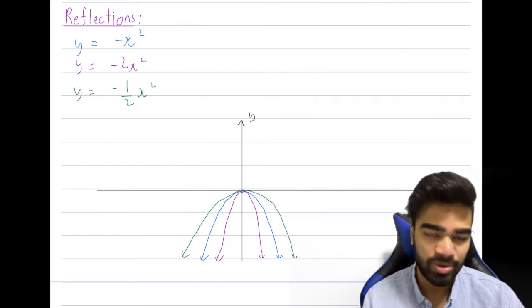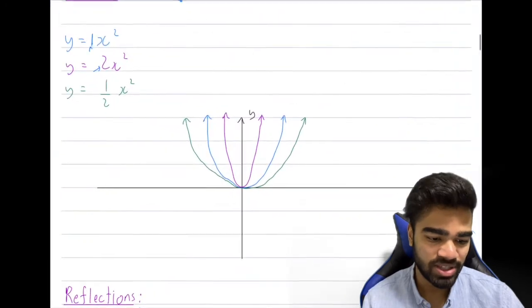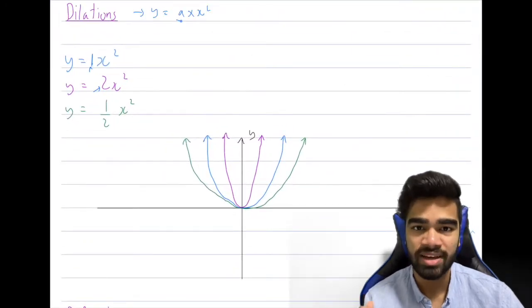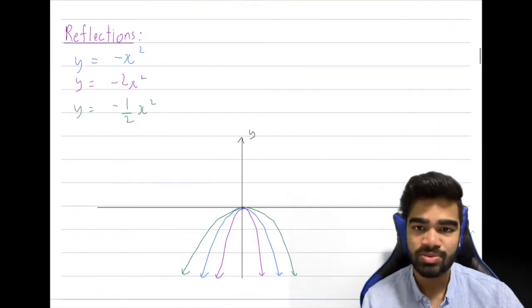So we covered dilations, which I like to think of as squishing the graph in and out, and reflections, which I think of as flipping the graph upside down. Again, these are called transformations.